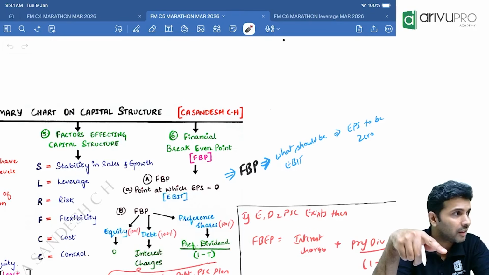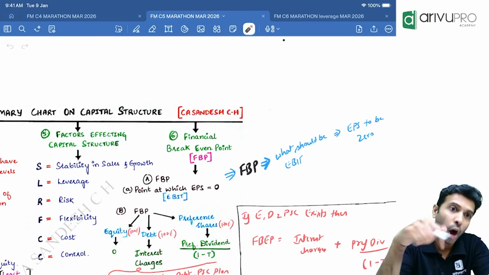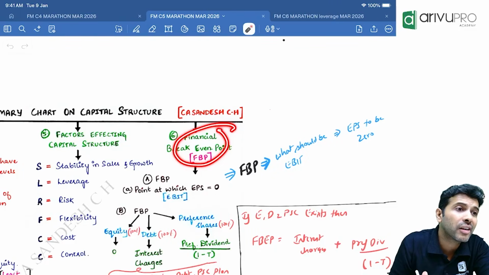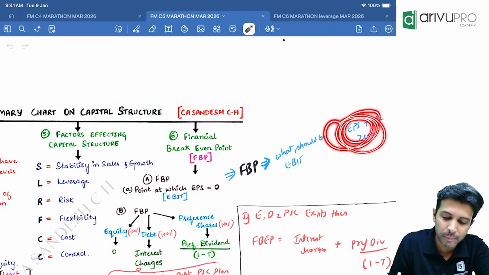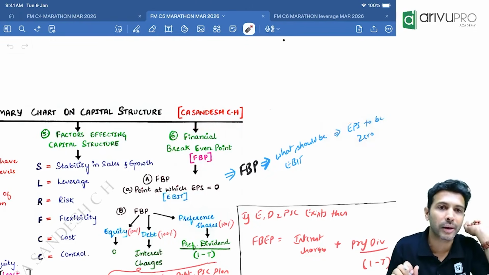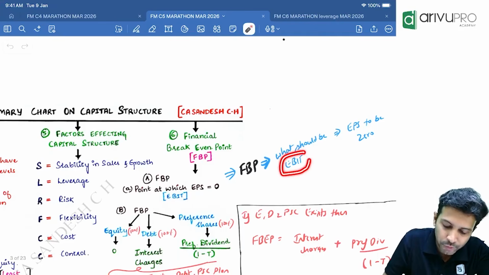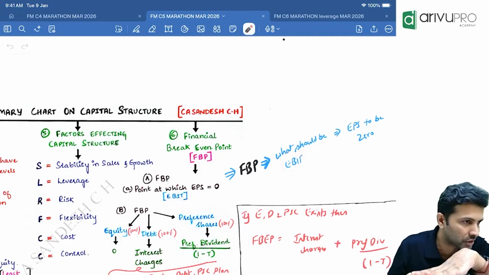In leverage, operating leverage uses operating break-even point. Here we are not talking about operating break-even point. We are talking about financial break-even point, which means what should be EBIT so that EPS becomes 0. So in this financial break-even point, we have to find out EBIT. That's the crux of this question.